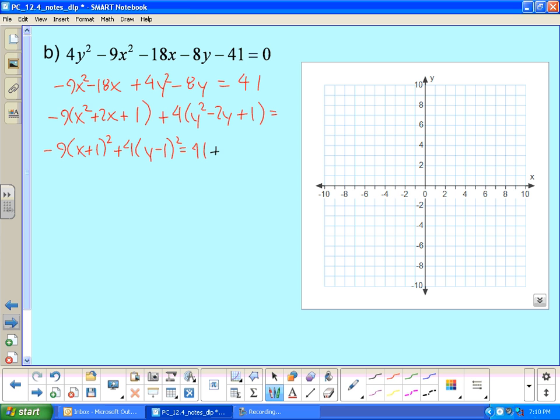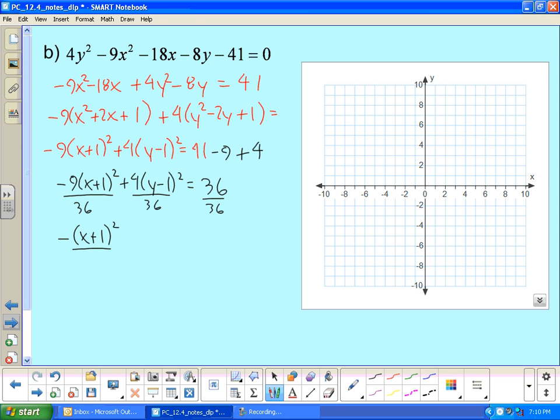And then we added a -9 from the first complete the square. And then we added a 4 from the second. So -9 times (x plus 1) squared plus 4 times (y minus 1) squared is equal to 41 minus 9, 32. 32 plus 4 is 36. Then we will divide everything by 36. Get a negative quantity x plus 1 squared over 4 plus y minus 1 squared over 9 is equal to 1. Well, that looks a little suspicious.